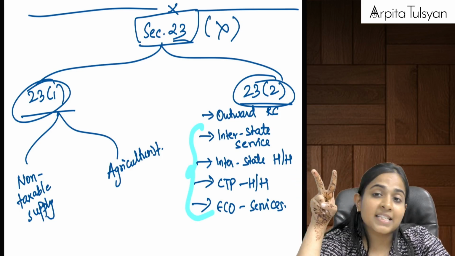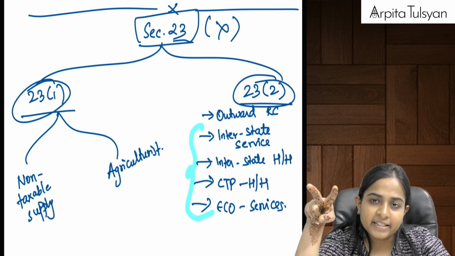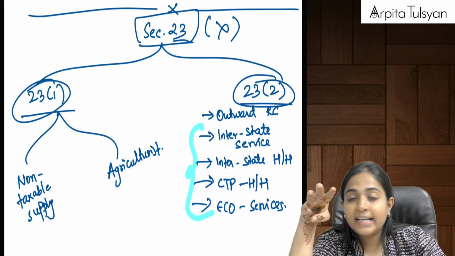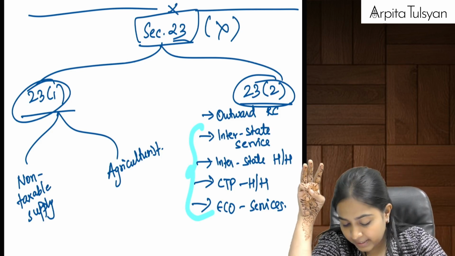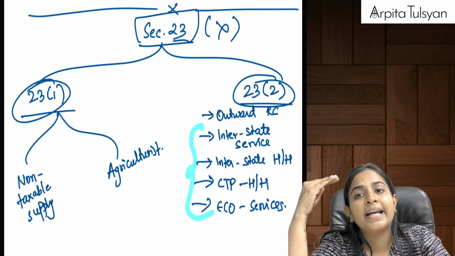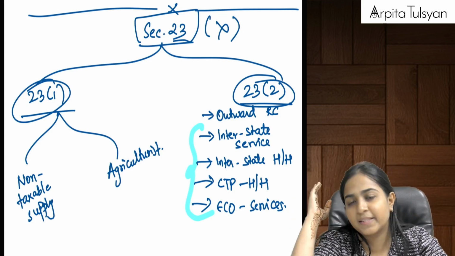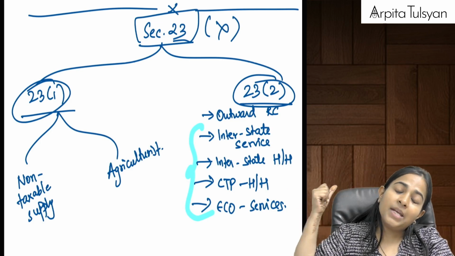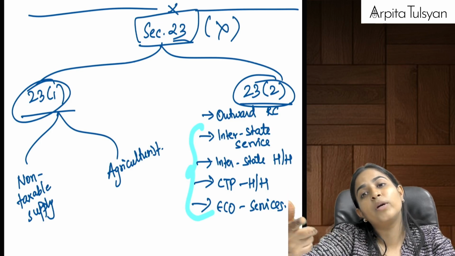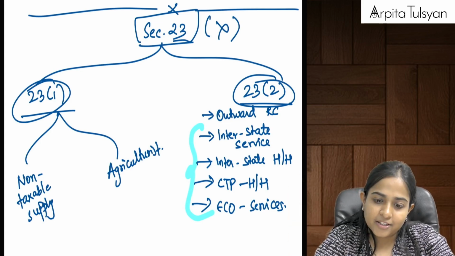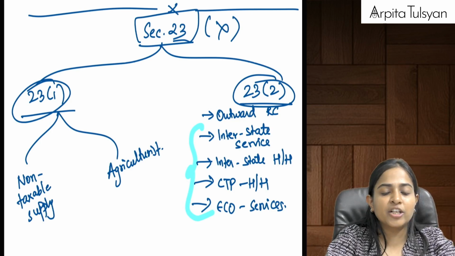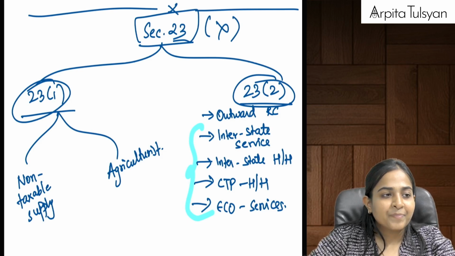Second one, interstate supplies, up to threshold limit, no compulsory registration. CTP for handicraft and handmade, up to threshold limit, no compulsory registration. Interstate supply of handicraft goods and handmade goods, up to threshold limit, no compulsory registration. And the last one, any person providing goods or services through ECO, up to threshold limit, no compulsory registration. Are you understanding this? Yes, these are the pointers that we studied in section number 23. Are you understanding till here?